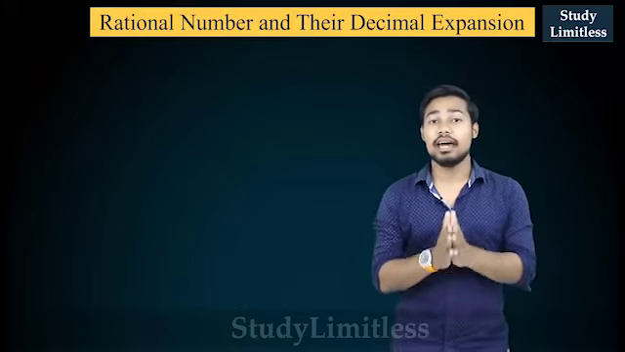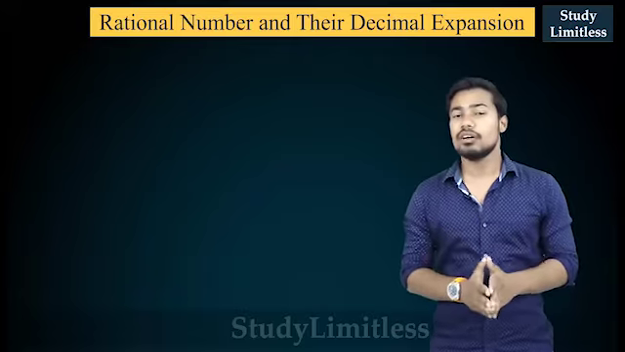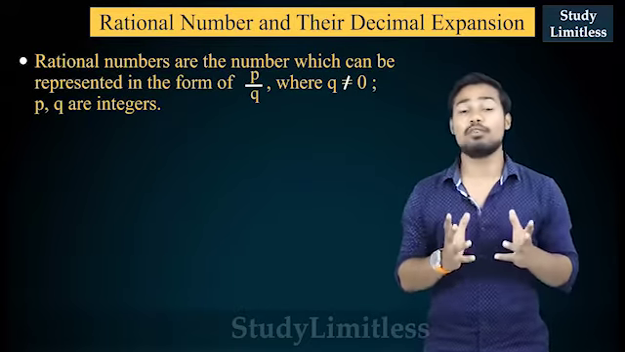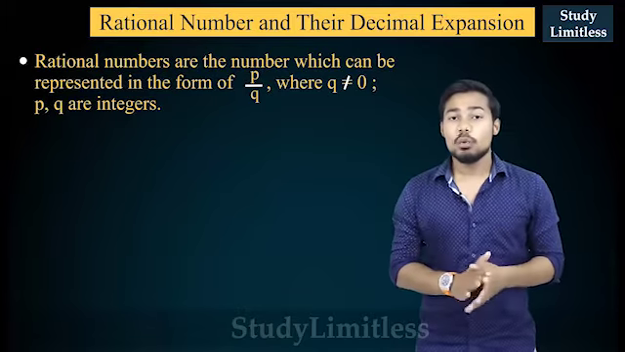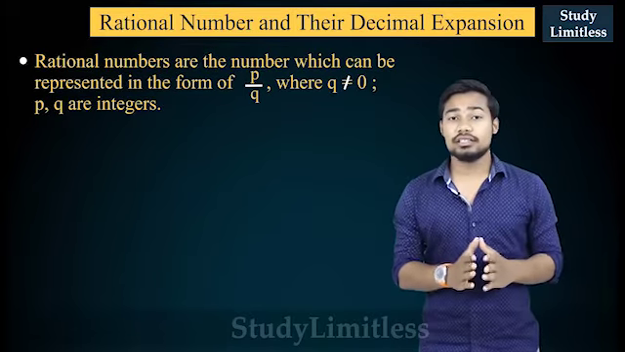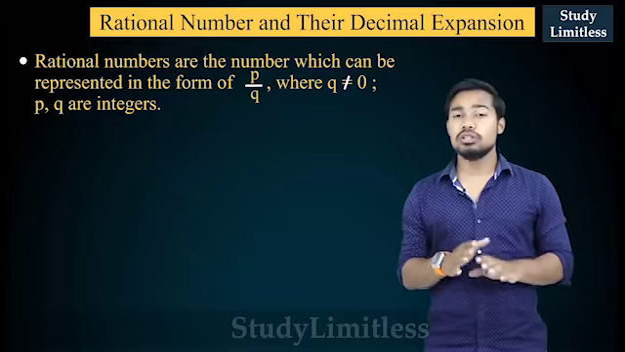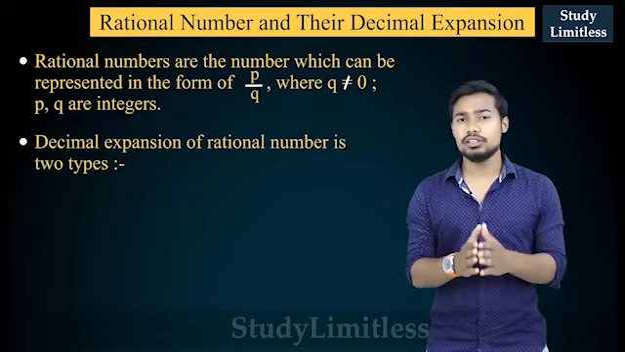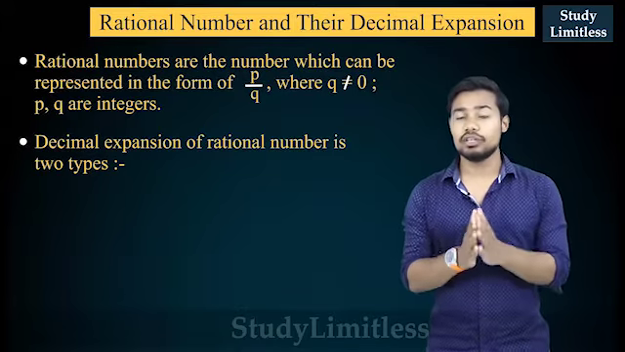Hello everyone. Now let us discuss rational numbers and their decimal expansion. We all know that rational numbers are the numbers which can be represented in the form of p by q, where p and q both are integers and q is not equal to 0. Well, we have also discussed that decimal expansion of the rational number is of two types.